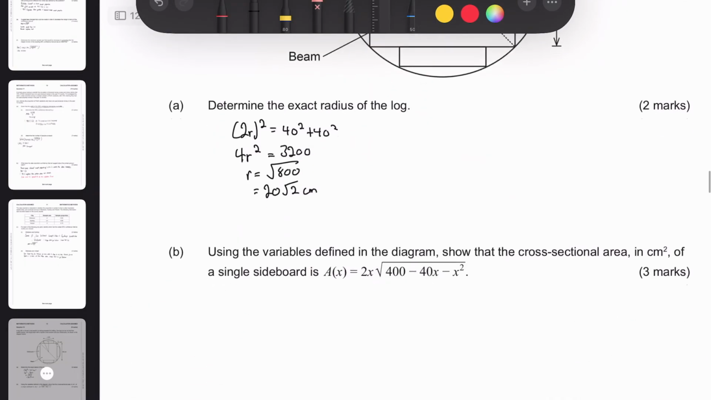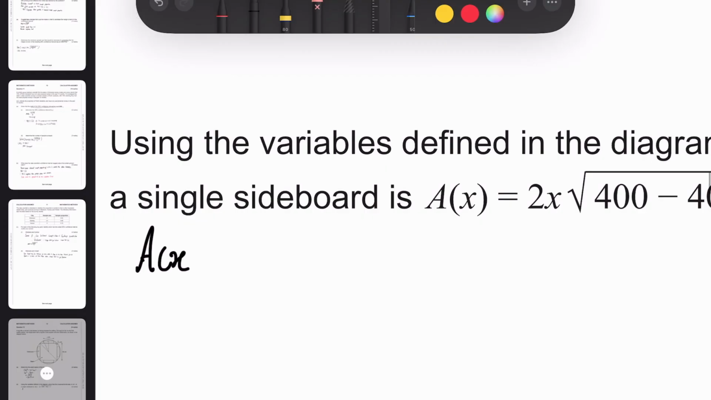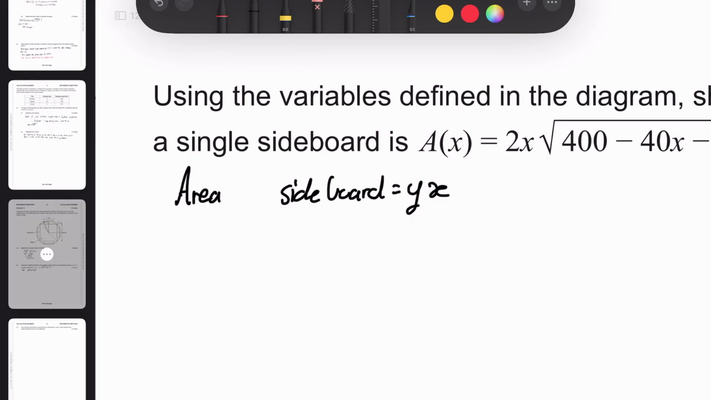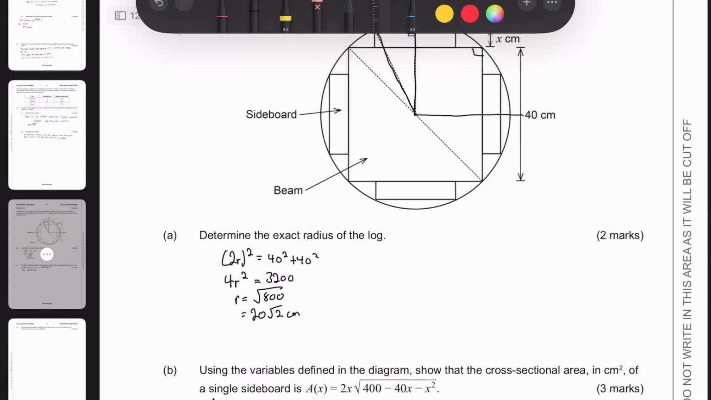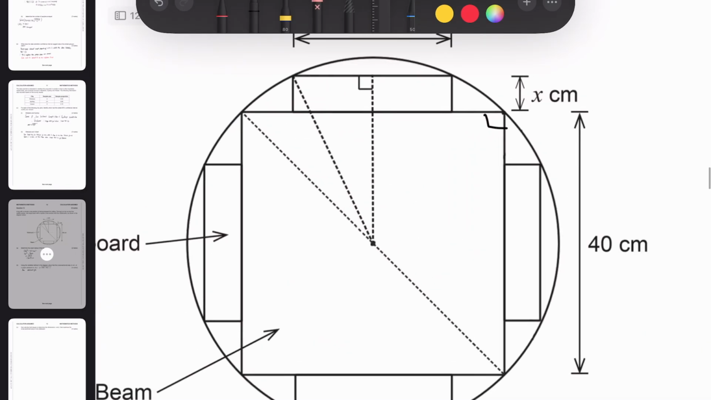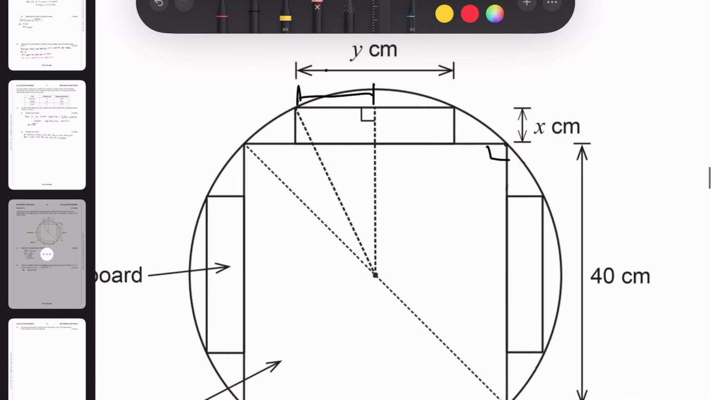So area of sideboard is equal to y times x. We know that our area of the sideboard is equal to yx. What we have to do is find a substitution for y. Now the substitution we can use is that here we know that this is half of y, so y on 2. We know that this length here is going to be half of the square, which is 20 plus x. And we know that the radius here is 20 square root of 2.